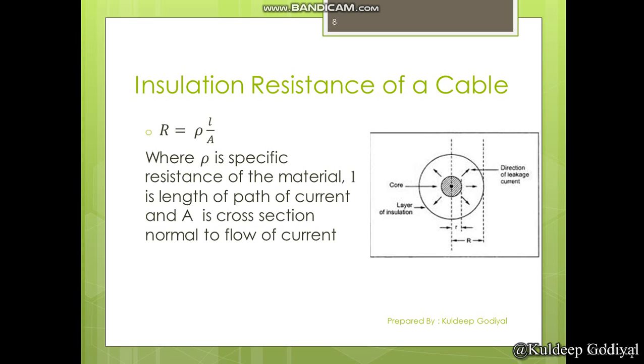In this case, the usual load current flows through the core of the cable, whereas the leakage current will flow outward, meaning radially from the core to the sheath, and we are going to calculate the resistance of that part only, from the conductor to the sheath through the dielectric material. That's why it is written A is the cross section normal to the flow of current, meaning flow of the load current.